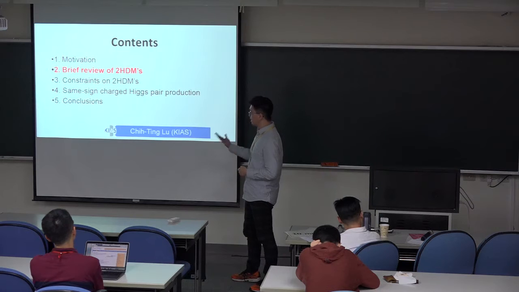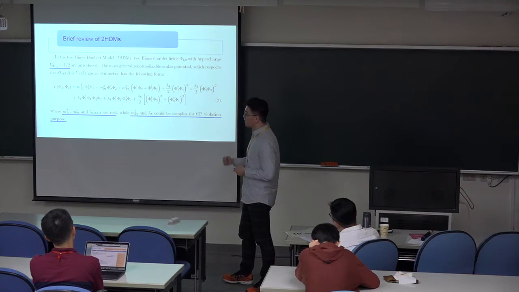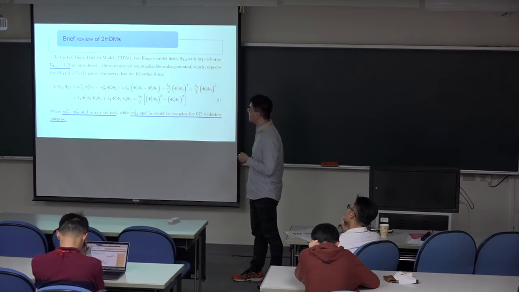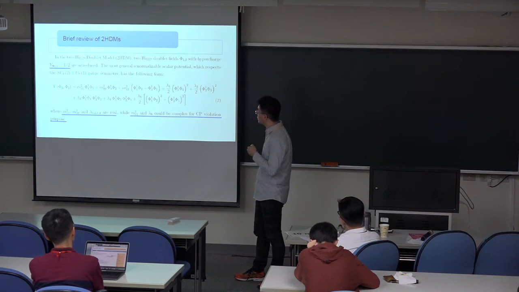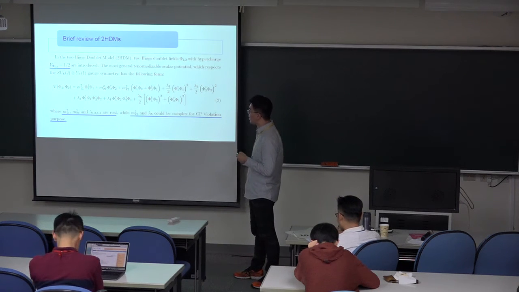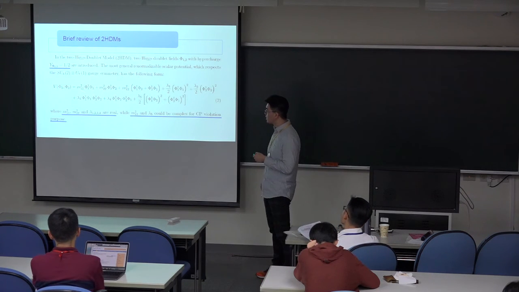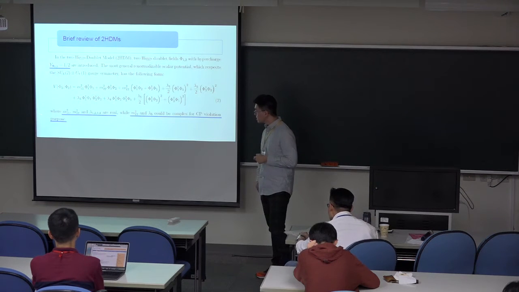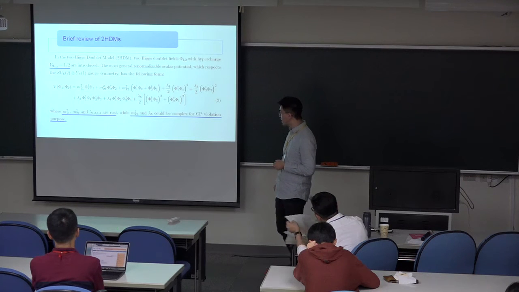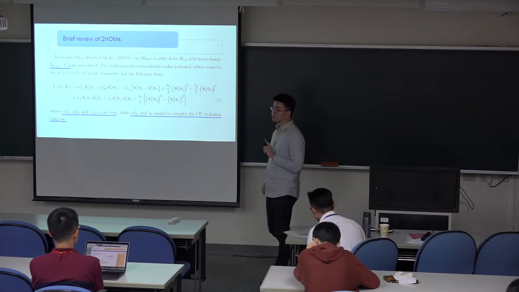Okay, so let me first introduce very briefly what the two Higgs doublet model is. As you may know, in the simplest standard model, we only have one scalar doublet. But in the two Higgs doublet models, they have two Higgs doublets, phi 1 and phi 2, with the hypercharge of 1/2. And in the most general renormalizable scalar potential, we can write down these forms. And usually, m11, m22, and lambda 1 to 4 are real parameters. And for some CP violation purpose, we can make m12 squared and lambda 5 complex.